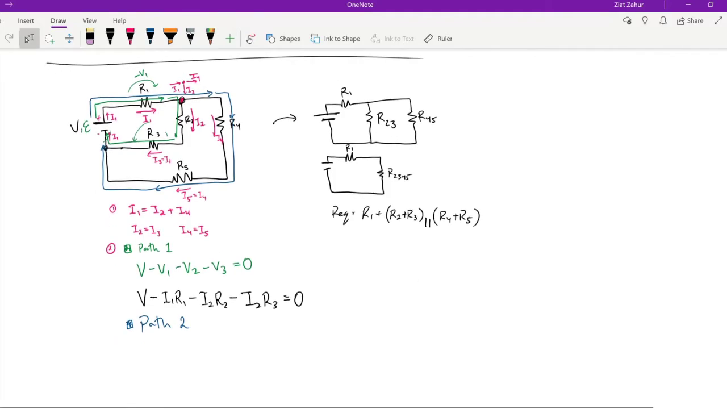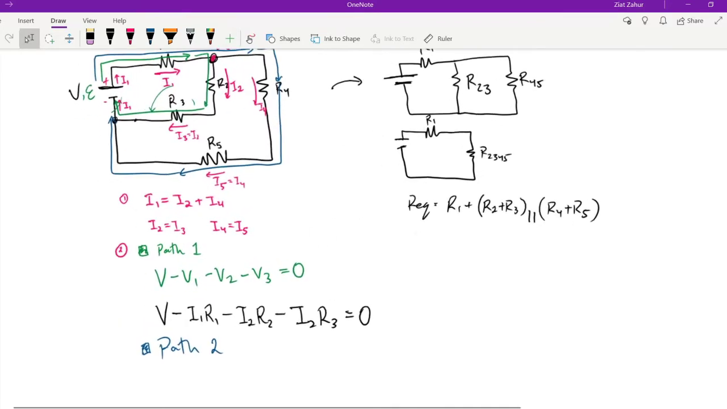Okay. For path 2, chat, go ahead and try this on your own. Go and write down the equation, starting with the battery as you go around the loop. For path 2, what is the equation?